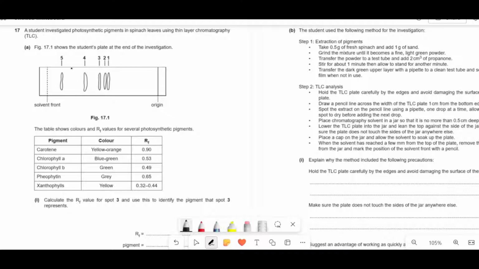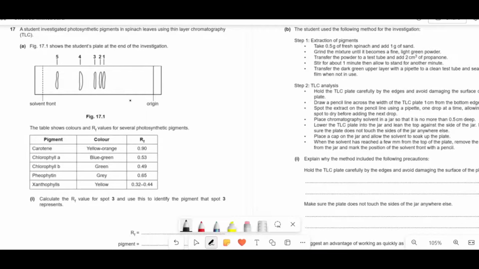So if you're more soluble in the mobile phase, it means you will spend more time in the mobile phase, meaning you're going to move further. If you're less soluble in it and better adsorbed, you're sticking to the stationary phase, it means you're going to spend more time stuck there, so you end up moving here instead. That's always helpful to know.